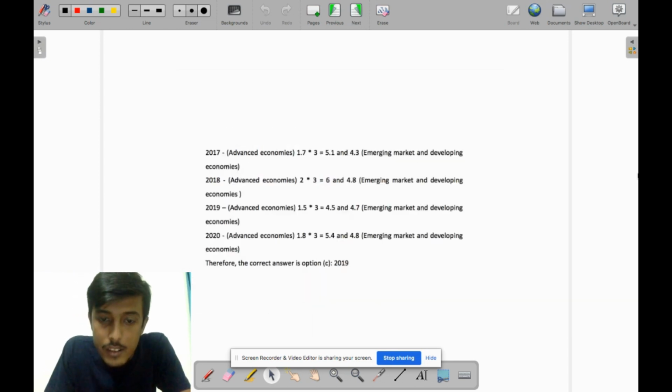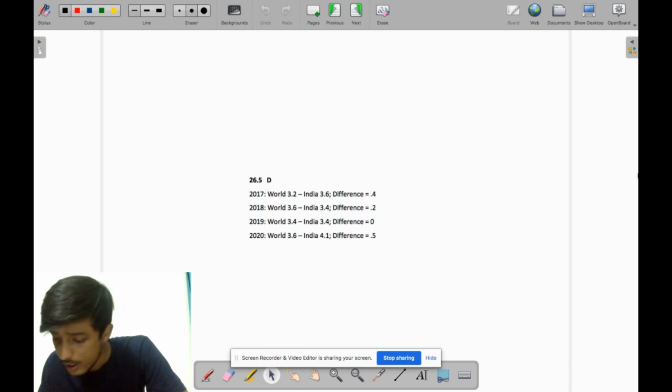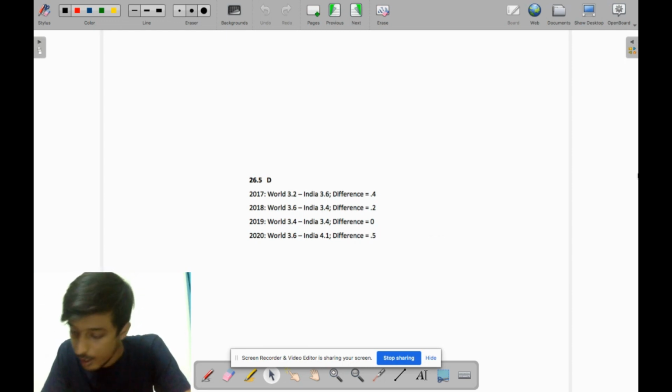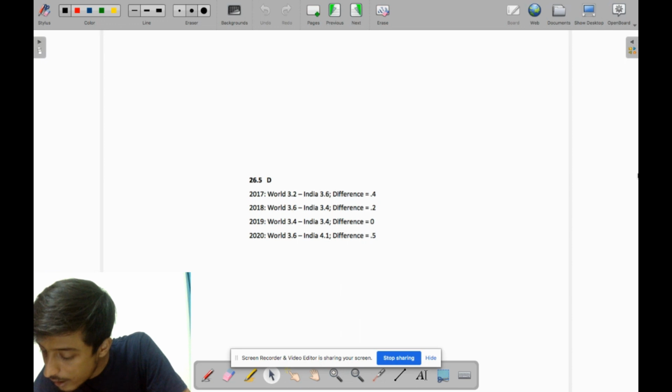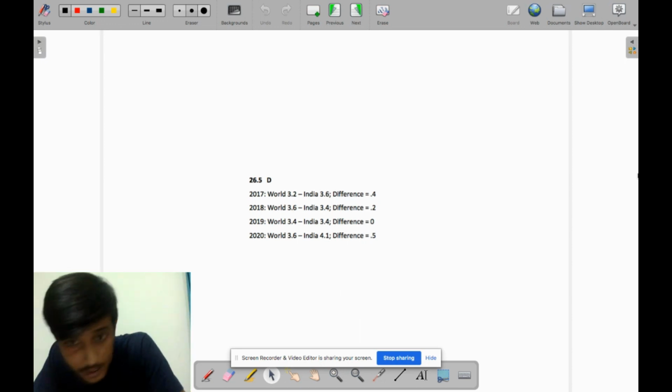So that means 4.5 is lower than 4.7. Hence, you don't even have to go and look at option D, and your answer is 2019, which is your option C. Then we come back to the fifth subpart. The fifth subpart: in which year was there the greatest difference between inflation in India and the world.